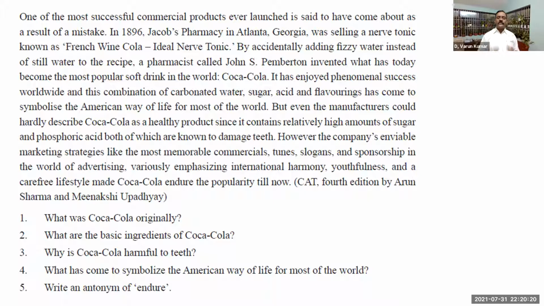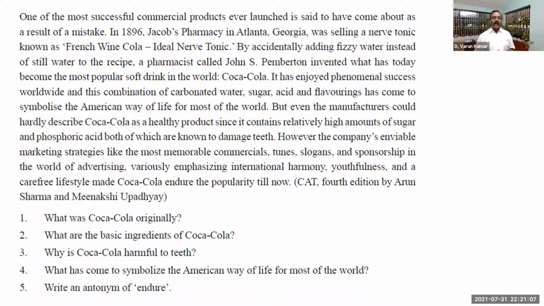Next, why is Coca-Cola harmful to teeth? Because of something used in it. Because of some ingredient, this is somewhat dangerous to our health, teeth especially. So what is it? Because of high amounts of sugar and phosphoric acid, both of which are known to damage teeth. So what are the two things? Sugar and phosphoric acid. These are the major ingredients which cause some damage to our teeth. So why is Coca-Cola harmful to teeth? Because there is a high amount of sugar and phosphoric acid in this drink. So it is because of this that it is harmful to teeth.